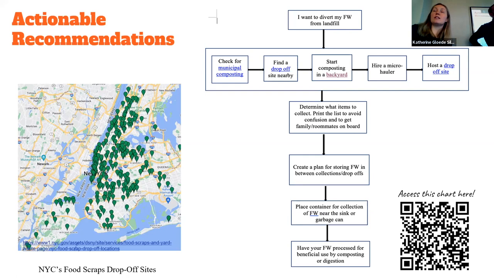Once you do that, how you will be participating determines what items need to be collected, because there are differences between those programs. We even suggest printing out the list of items for collection and placing it either on the container or right next to it. Decide where you will place the container. That's crucial. Try to place it as close as possible to a kitchen sink or garbage can. So again, convenience is everything. And once you do that, you can enjoy the benefits of your food waste being processed for beneficial use and not being sent to landfills.